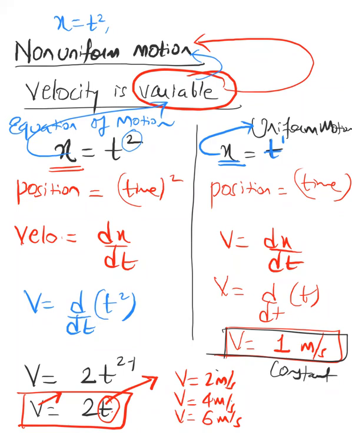So whenever you see an equation like this, you have to take a decision that yes, it is a non-uniform motion. Whenever you see an equation like this, you have to conclude that it's a uniform motion. So please note down this concept, and after this I will discuss the graphs.